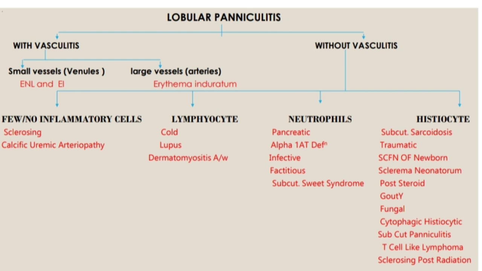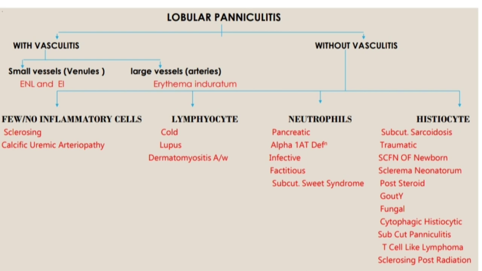Lobular panniculitis without vasculitis, when the histiocytes are rich, the entities are subcutaneous sarcoidosis, traumatic panniculitis, subcutaneous fat necrosis of newborns, scleroderma neonatorum, post-steroid panniculitis, gouty panniculitis, fungal panniculitis, mainly because of zygomycosis, mucormycosis, aspergillosis, cytophagic histiocytic panniculitis, subcutaneous T-cell lymphoma, and the sclerosing post-radiation panniculitis.